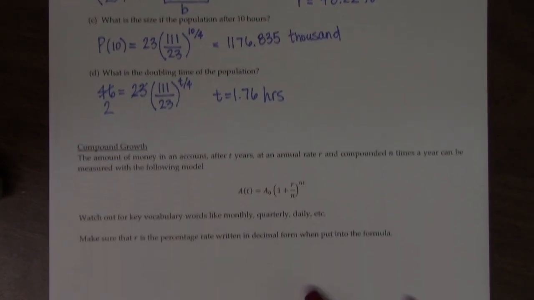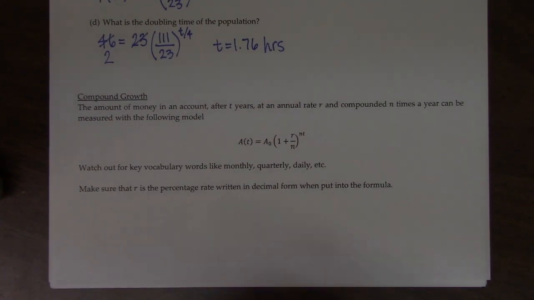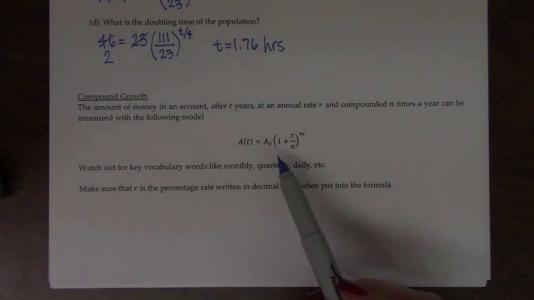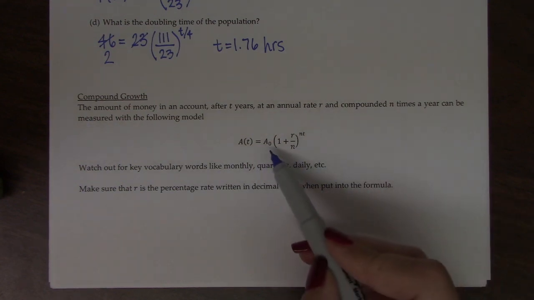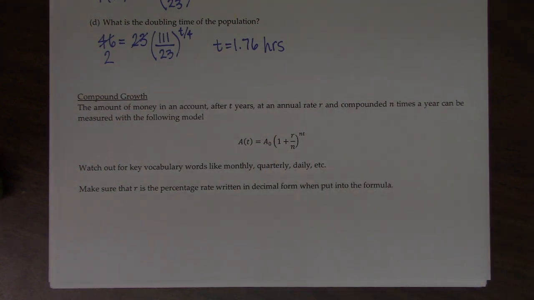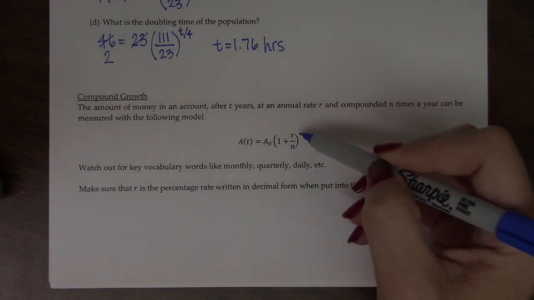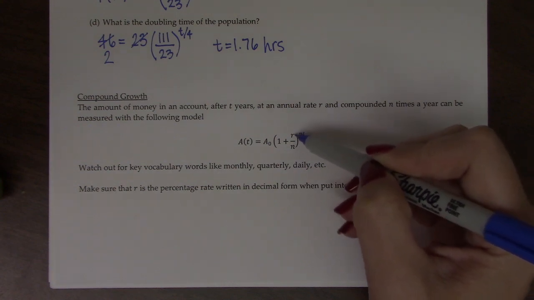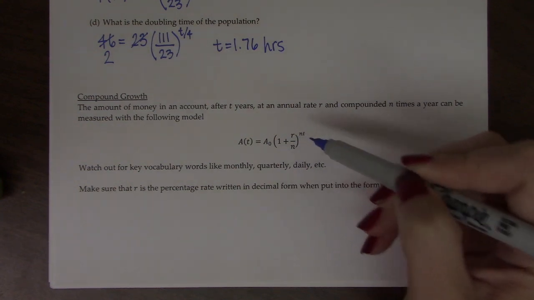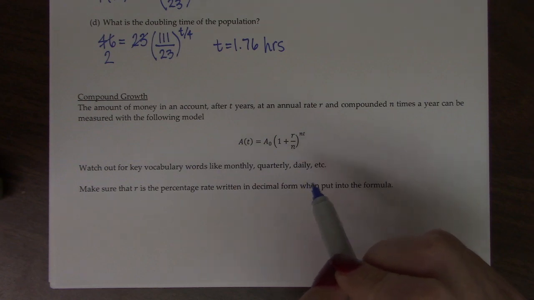So one of the most common applications that we use exponential models for is compound growth, or most commonly compound interest. This is the formula that we use when we're talking about compounding things a specific number of times a year. This is our initial amount. We can see we have 1 plus the rate divided by the number of times a year we're going to compound. And notice here it's raised to the n times t. So this is a little bit different than what we did before.